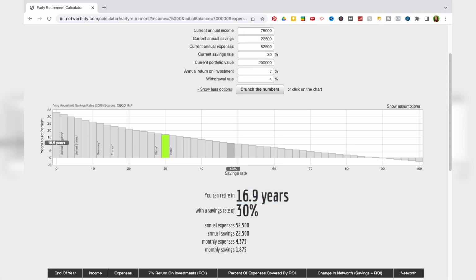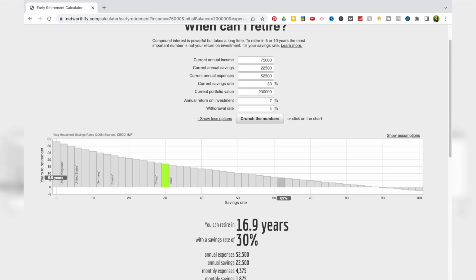And also, if we are increasing that savings rate or that investing rate, that means our expenses are going to go down as well because we left our annual income at that $75,000. But if we are investing more of our money, then that means our expenses are only $52,500 compared to if we go back to 20%, it would be $60,000 were our annual expenses.